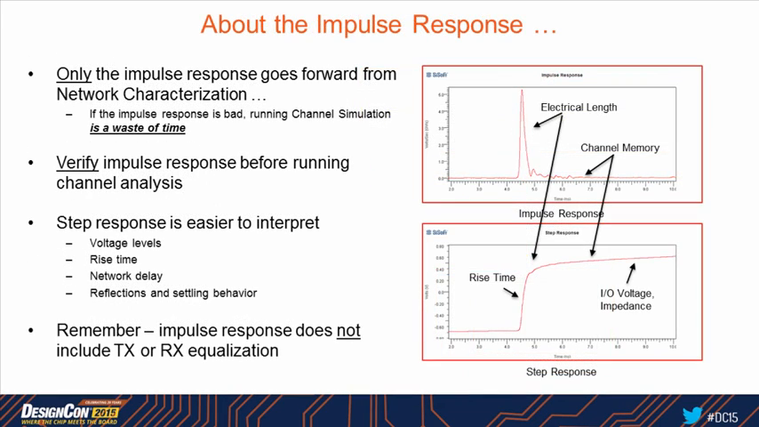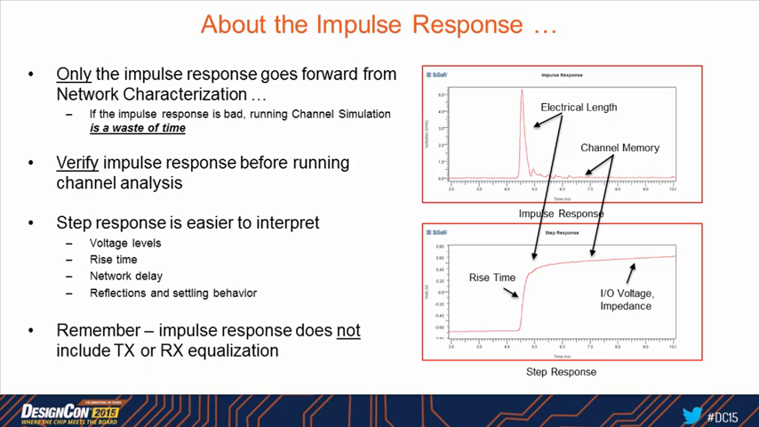Now, I touched on a point earlier, but I want to go back and talk about it again, and that is that when we talk about network characterization, the only thing that goes forward from that point is the impulse response of the analog channel. And so it seems obvious, but it probably takes a while to sink in, and that is that if the impulse response that's being produced during network characterization is bad, then running channel simulation is a waste of time.